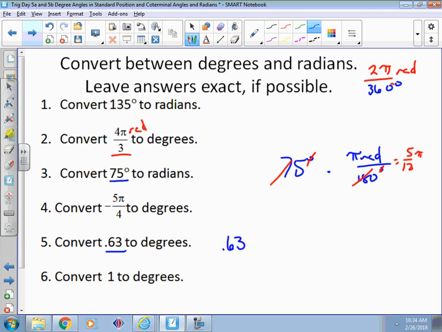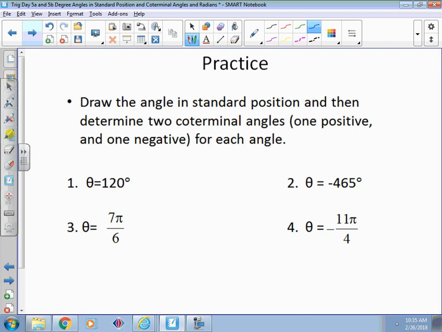So 0.63 radians, and I know that for every 180 degrees, I have pi radians. My units will cancel, and I'm going to need my calculator for this one. 0.63 times 180 divided by pi is 36.096 and so on. So about 36.1 degrees is 0.63 radians. So what if I want to draw these angles and find one positive and one negative coterminal angle for each?